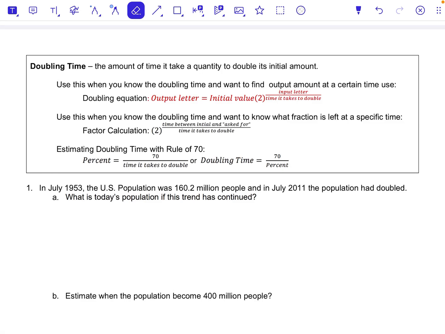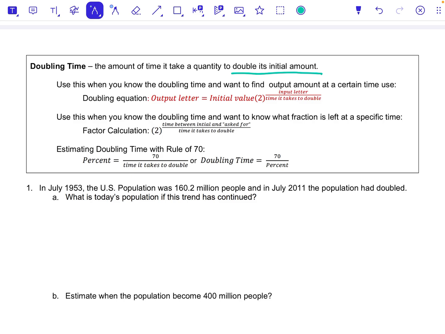This video is going to focus on doubling time, which is a special case within exponential functions. Doubling time is the amount of time it takes a quantity to double its initial amount. And when you're thinking about that, the reality of what happens is that doubling an amount is a multiplicative relationship. So we're still looking at a relative rate of change.